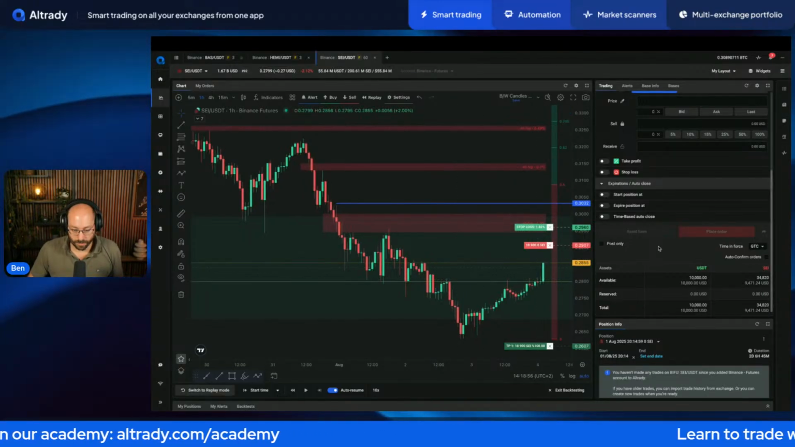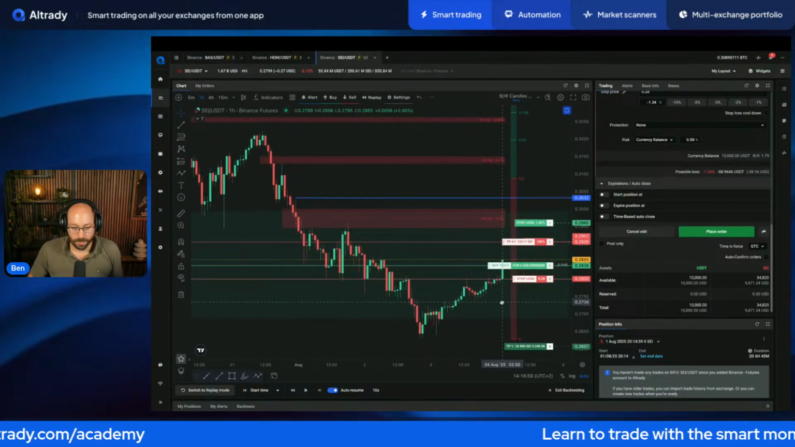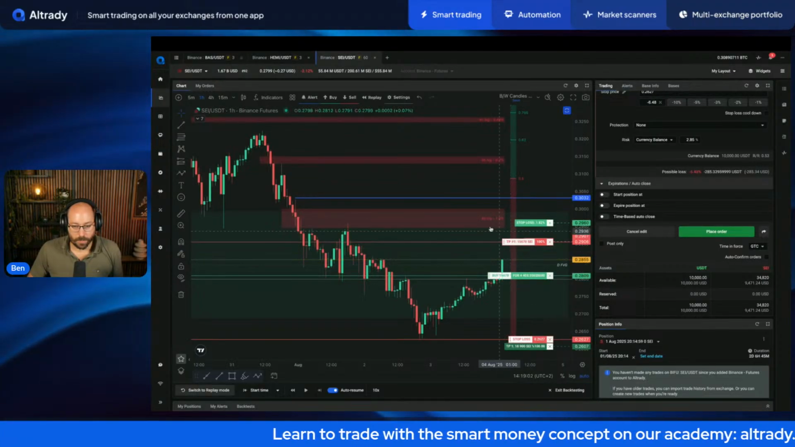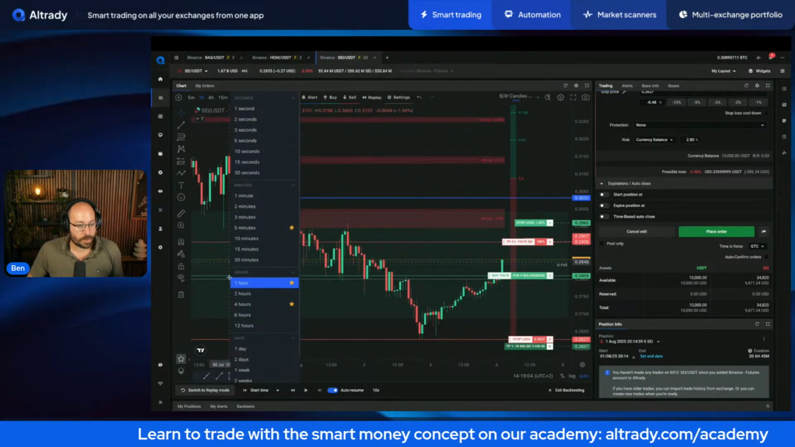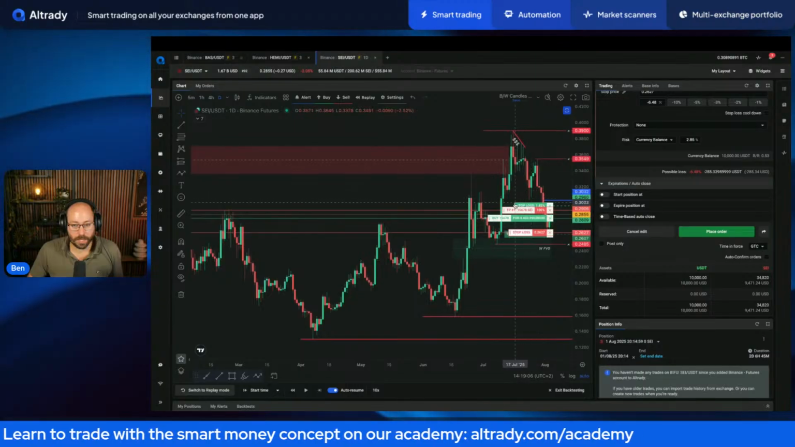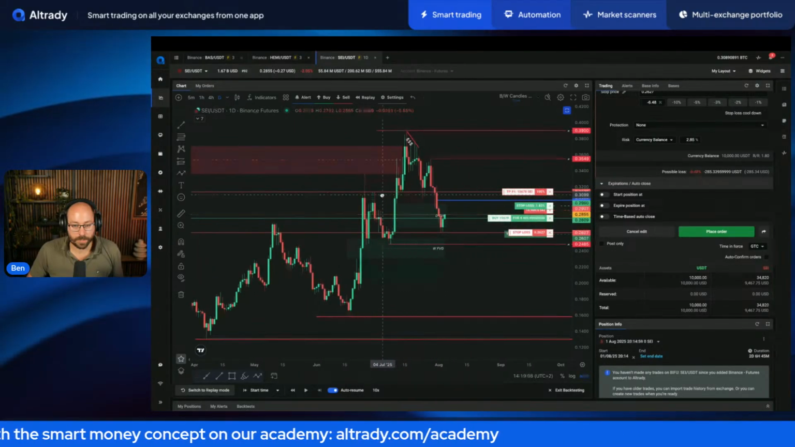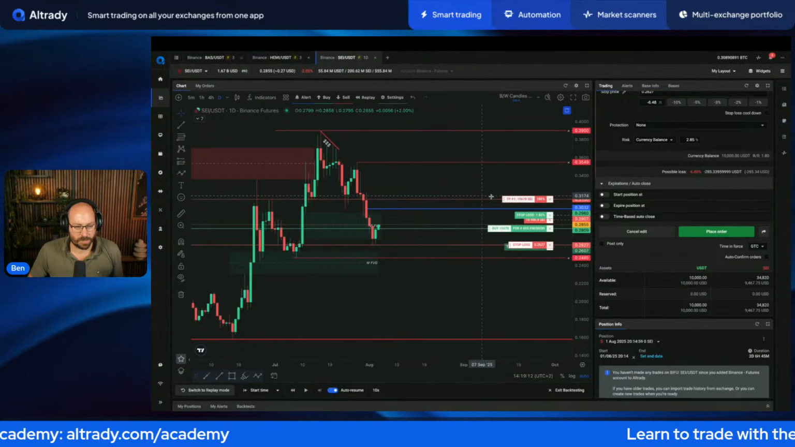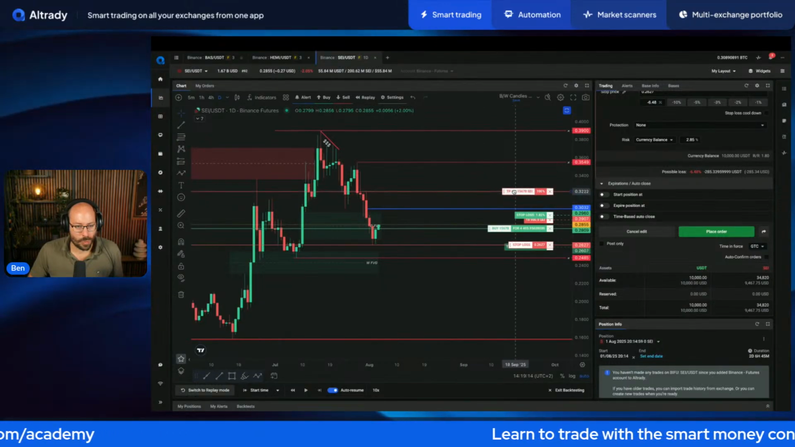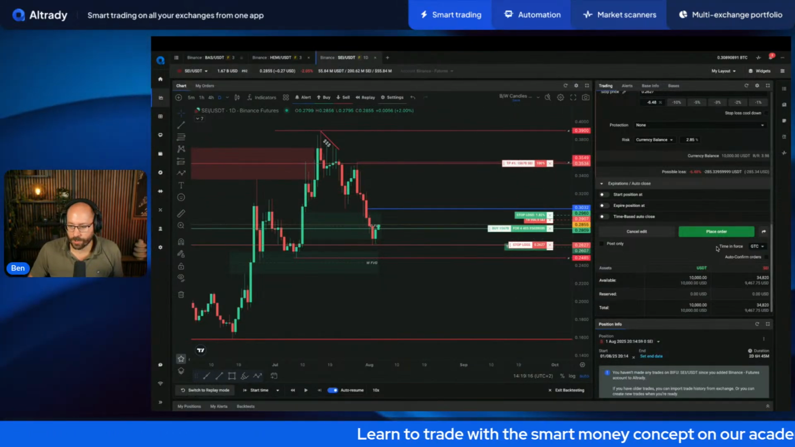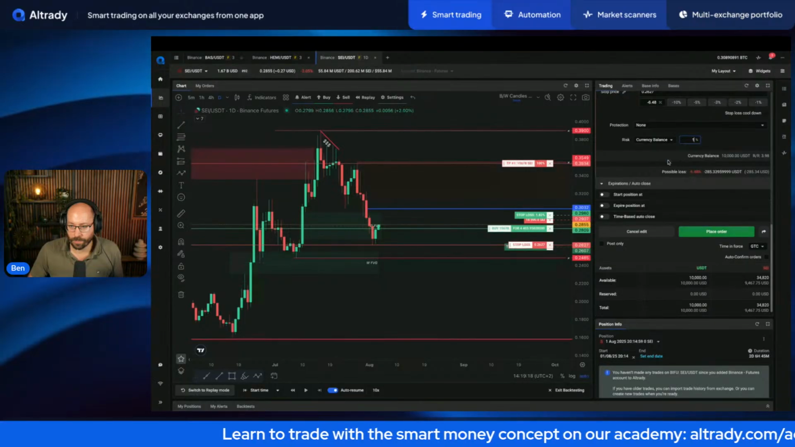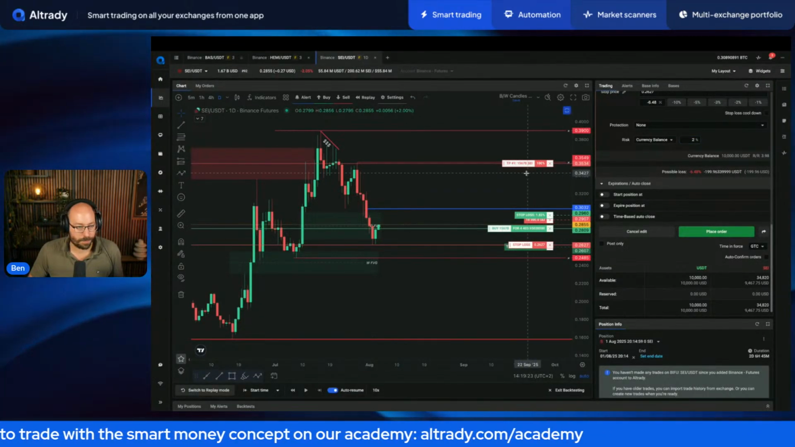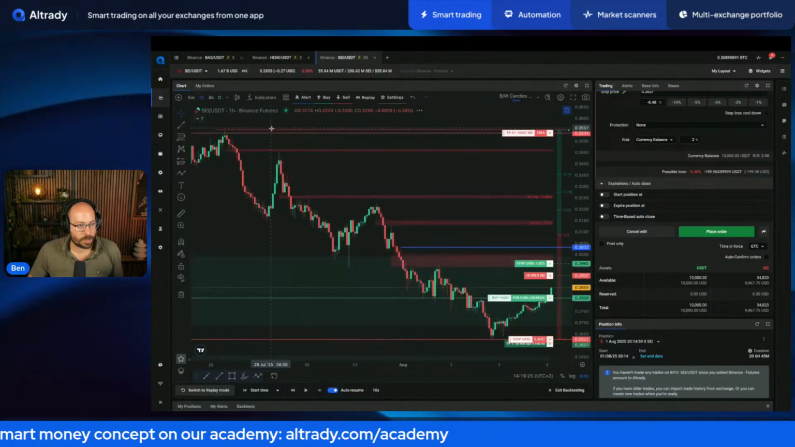So the 1 hour shift would be here. So that means that one, and let's go to the daily and find ourselves a nice target on the daily. Wow, there's not much on the daily. This would be the first target on daily. And then 2%. Okay. Let's switch back to 1 hour.